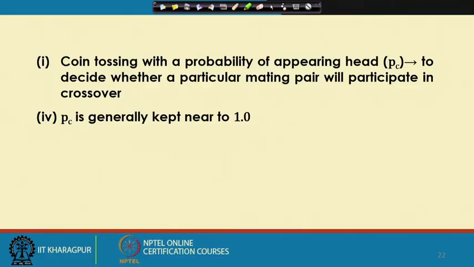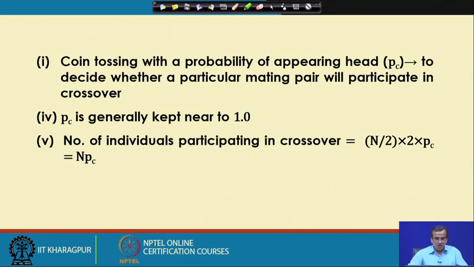Now, let us see how to implement this crossover operator. Here, the number of individuals participating in crossover can be calculated. Suppose the population size is capital N, so there will be N by 2 mating pairs. For each mating pair there will be 2 solutions, so it is multiplied by 2, multiplied by P c. This is nothing but N P c, the number of individuals participating in crossover.